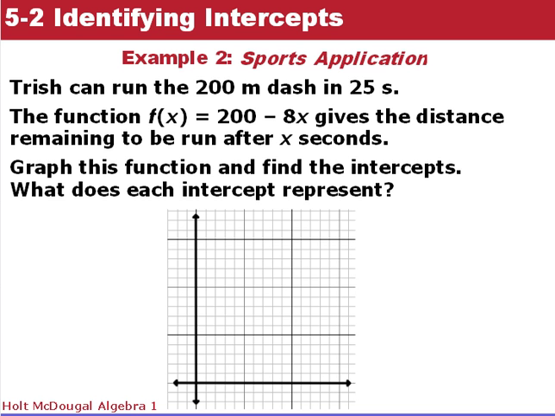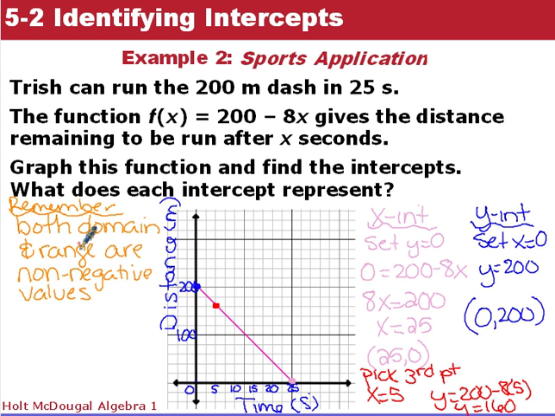Number 2, Trish can run the 200-meter dash in 25 seconds. The function f of x equals 200 minus 8x gives the distance remaining to be run after x seconds. Graph this function and find both intercepts, and what does each intercept represent?